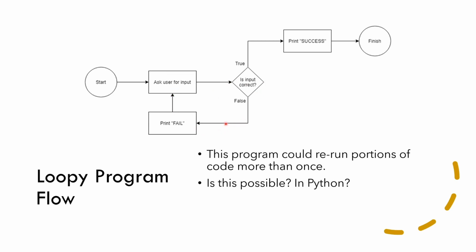This adds a significantly useful tool to our toolbox, being able to loop in a program, because it makes it so that we can condense code very easily, make our code size much smaller, and be able to write really powerful programs with very few lines of code. But the really important question is, is this possible in Python? Have we written loops already? And if we haven't, how can we do that if it is possible?